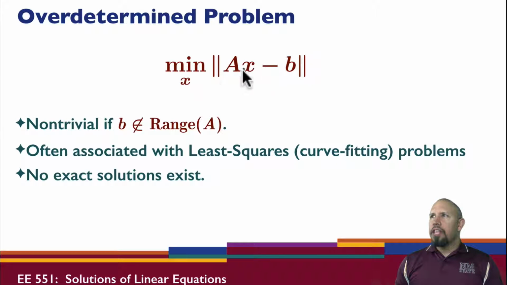So again, this minimization problem is non-trivial if b is not in the range of A. If b is in the range of A, then that means there's some x that will make this norm 0, and we're done. So this kind of problem is often associated with least squares problems, curve fitting problems like what we saw before. In the event that b is not in the range of A, no exact solution exists. That does not mean this linear algebra problem is meaningless. It just means that we can't get an exact solution. We look for a least squares type solution.